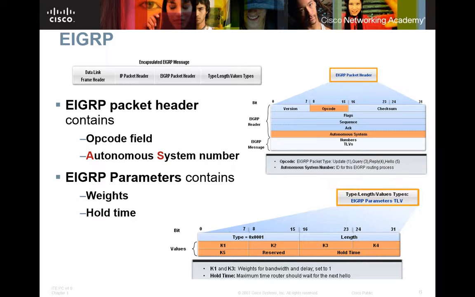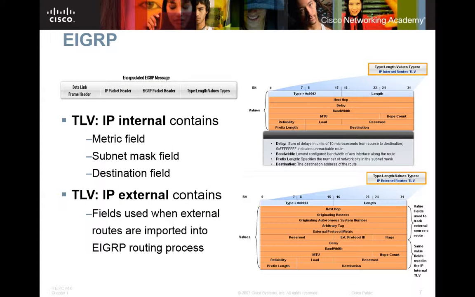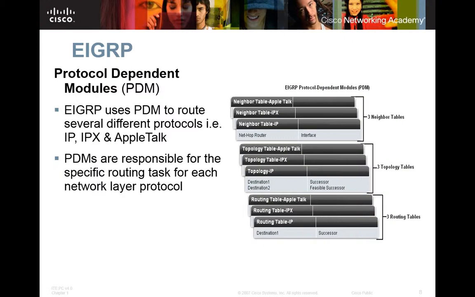Okay? What is an AS number? It's the autonomous system number. All right? So when we get into the coding here in just a minute, you'll understand what an autonomous system number is. Time to live, internal and external messages, or just metrics that are actually in these frames. Then you also have the protocol dependent modules, or the PDMs.